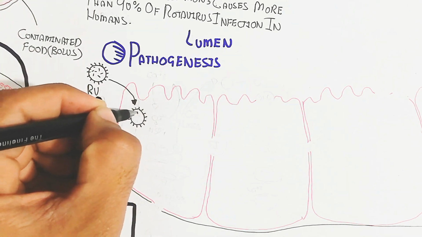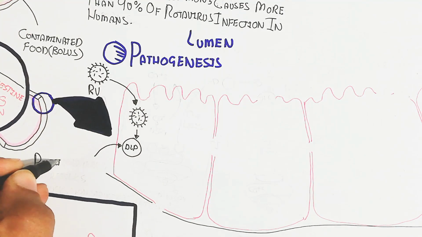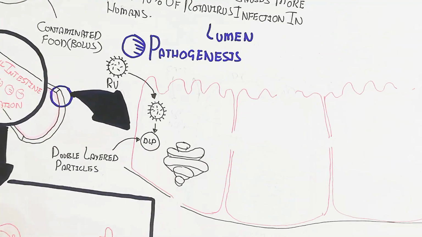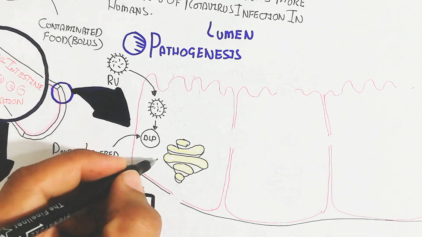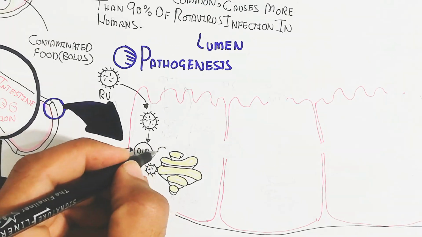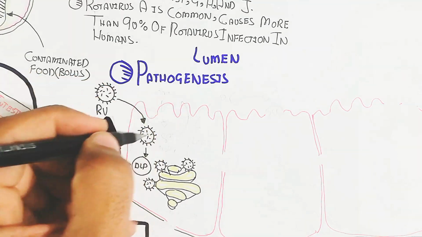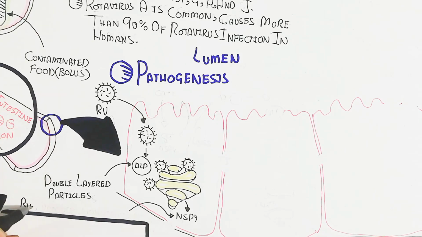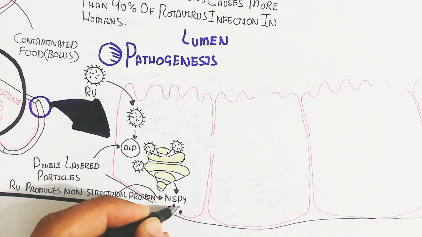So let's begin to understand the enterocyte, the brush border cell. The rotavirus entry will lead to double-layered particle formation in the enterocyte. After this it goes into the Golgi bodies, and the rotavirus produces the non-structural protein NSP4, the non-structural protein 4. This non-structural protein 4 will be produced and will target another tissue, which we will discuss also. But remember, this will damage the enterocyte.